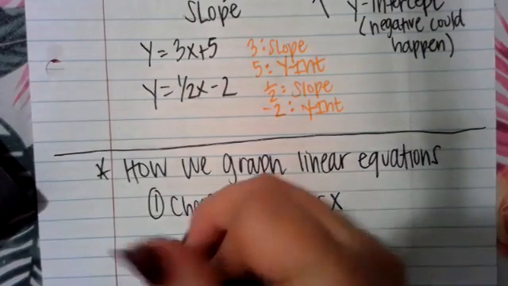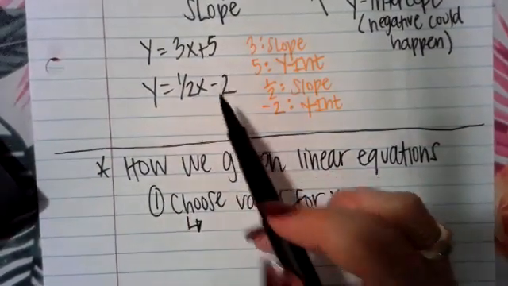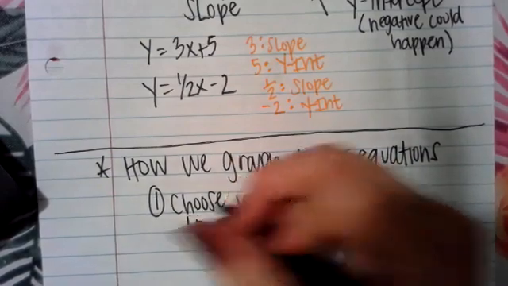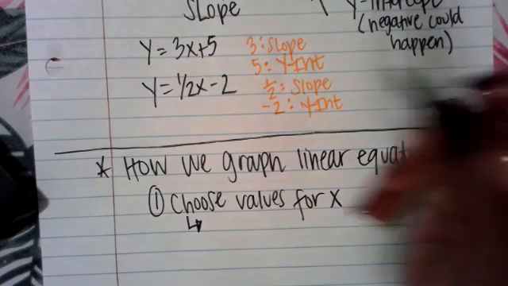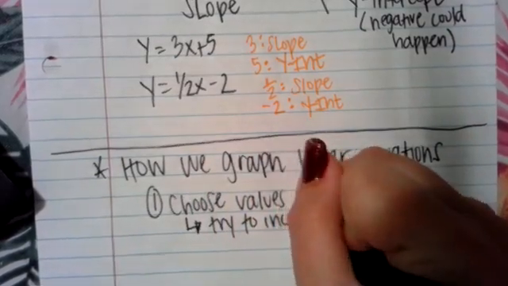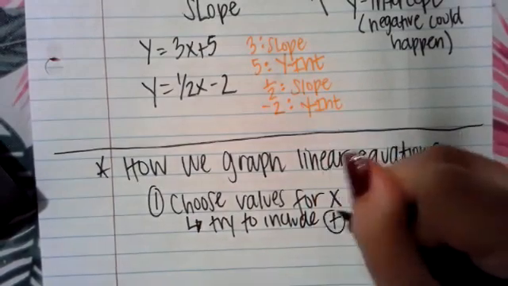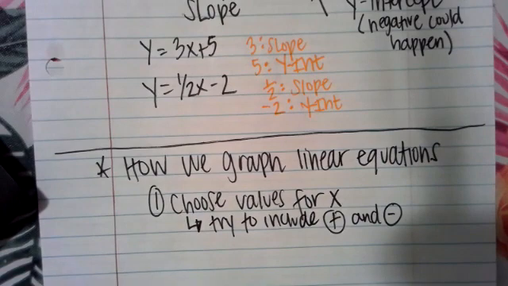Okay. When we choose values for X to plug into our equation, we want to try to include a negative and a positive for X. So we don't only want to pick positive numbers, and we don't only want to pick negative numbers. We want to try to include one of each. You'll see why when we graph.